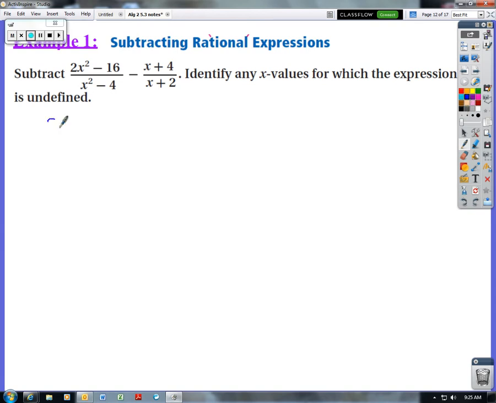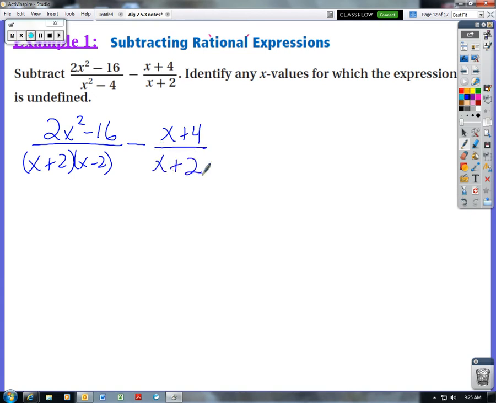Factor the denominator, so I'll carry the numerator along. This is a difference of squares, x plus 2 times x minus 2, minus my numerator, x plus 4 over x plus 2, which is already simplified. Well, this is going to be a fairly easy LCD. At this point, you might be able to see the least common denominator and not need to write it down. I'll write it down again just so you see, but we need an x plus 2 in there, we need an x minus 2, and we've already got the x plus 2.